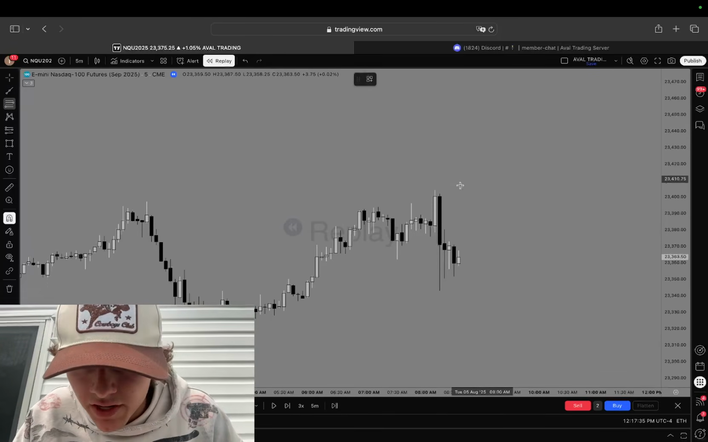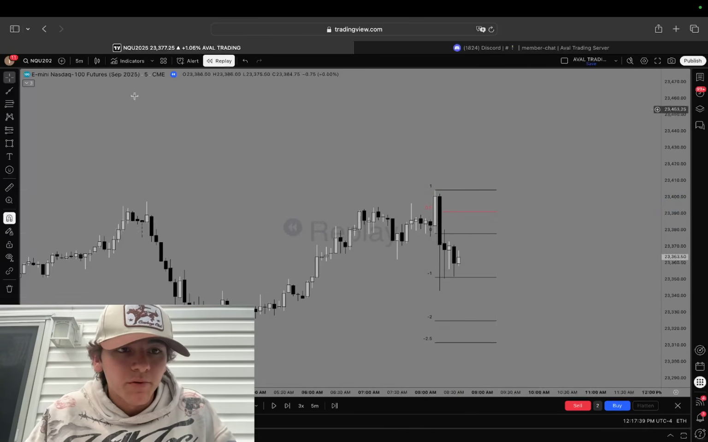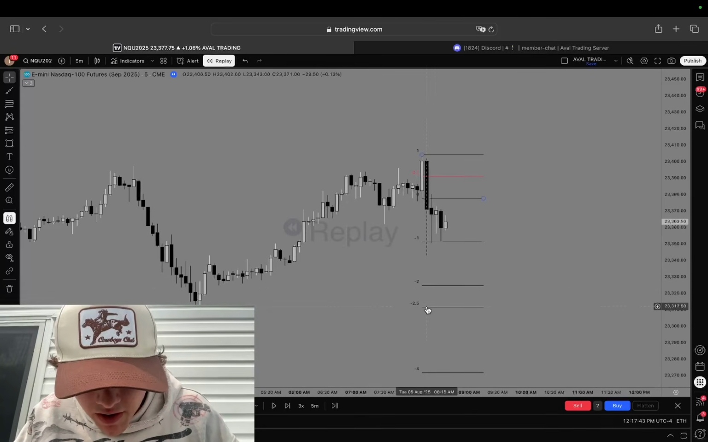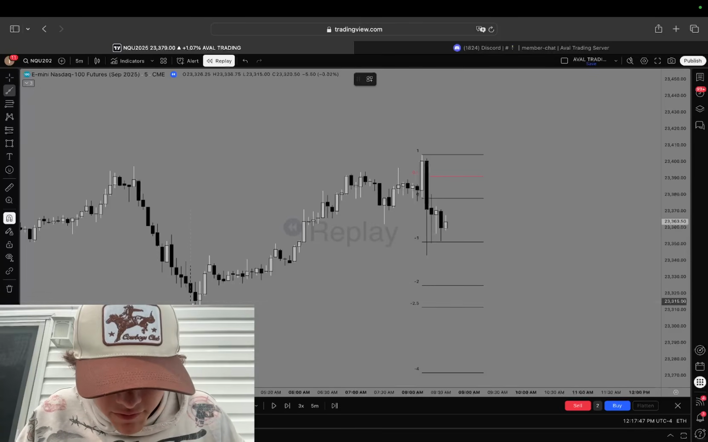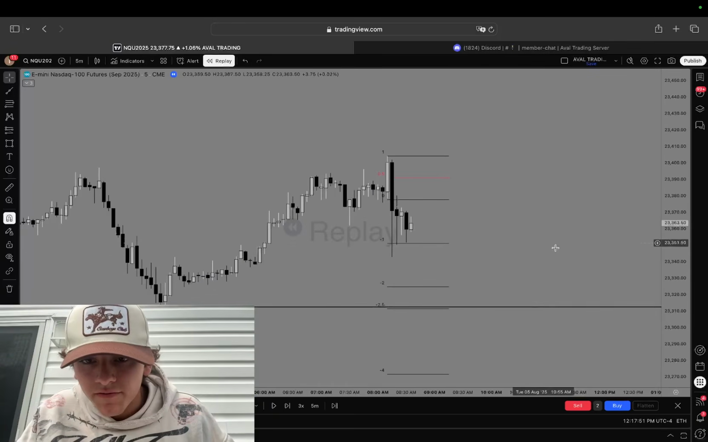We have this manipulation leg right there. I marked that out. That's a 5-minute right there. Boom. And what do we have? We have the -2 and -2.5 right here. What we do is we take the resting liquidity from the previous swing. We have right there, right across the -2.5 as well.